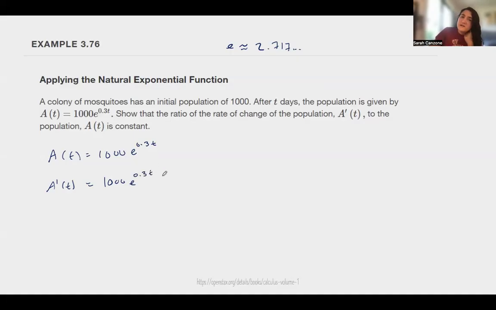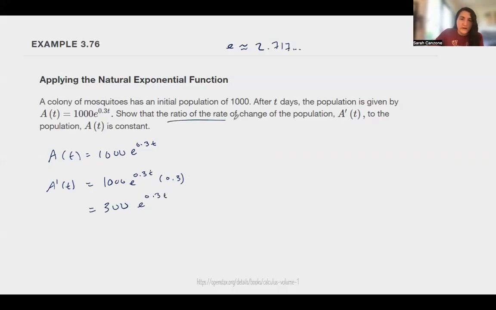But then because it's not just a t, so instead of an x we'll say a plain old t, we do have to multiply by the derivative of that exponent. So the derivative of 0.3t is just going to be times 0.3. Now, in this case, because we are looking for a ratio, we're going to want to combine the 0.3 with the 1,000. So this is the same thing as saying 3/10 of 1,000, which is the same thing as 300 e to the 0.3t.